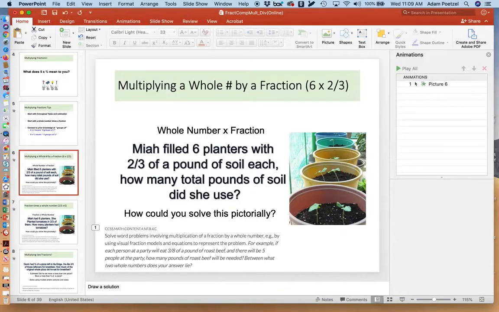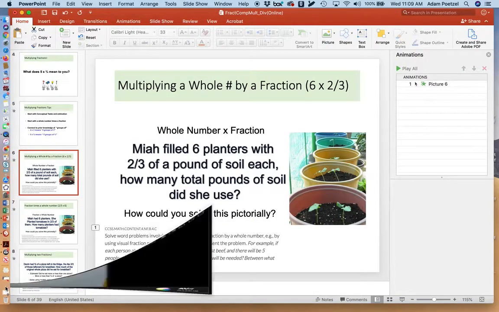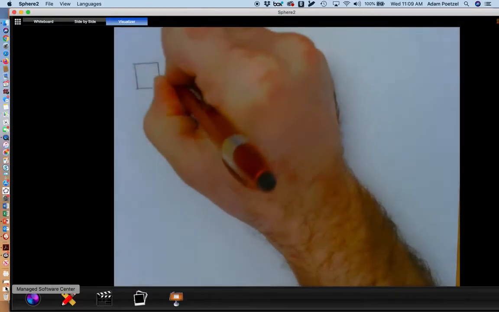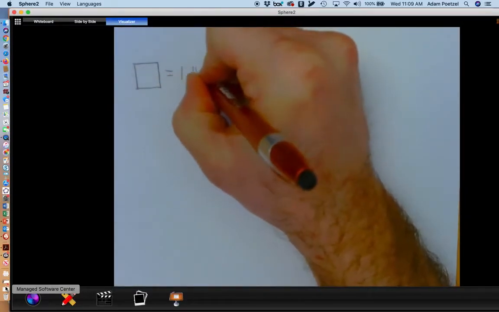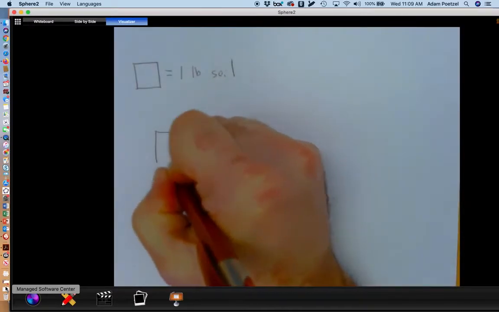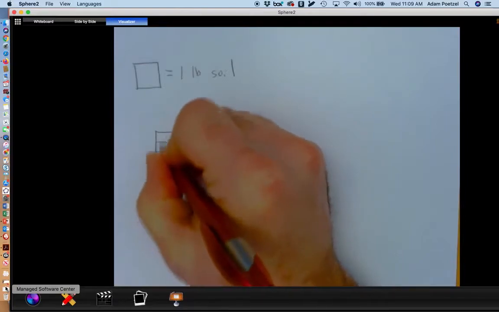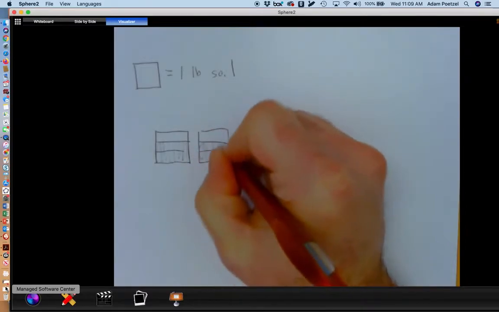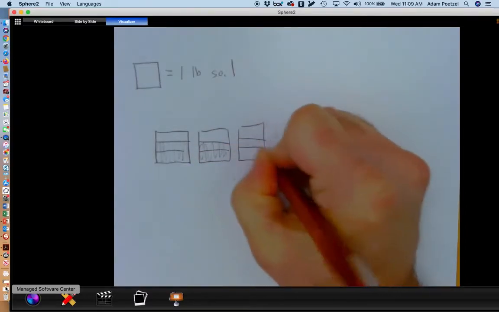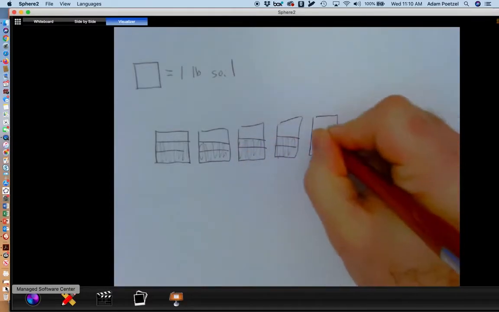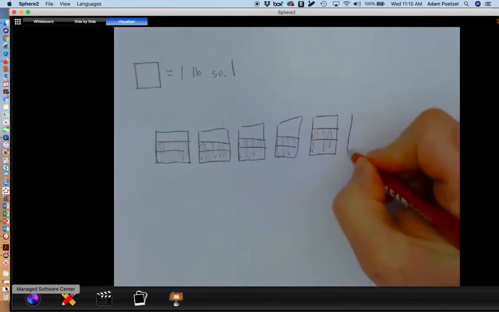Obviously, there are many ways to draw this out. There's not one right way to do that. But just as one example here, if we decide that maybe we're going to use a rectangle that would represent 1 pound of soil, always defining our whole, then we could think about it in terms of planters here, that in the first planter, I've used 2/3 of a pound, and in the second planter, I've used 2/3 of a pound, and we know that the story problem says that Mia has 6 of those planters. So just visually, one way to draw this out might have looked something like this.